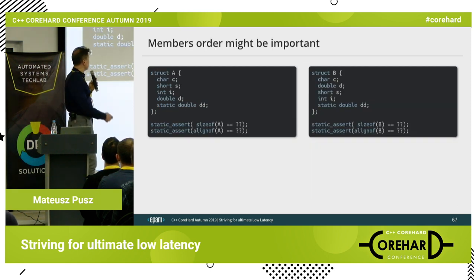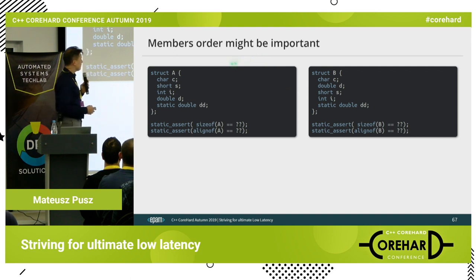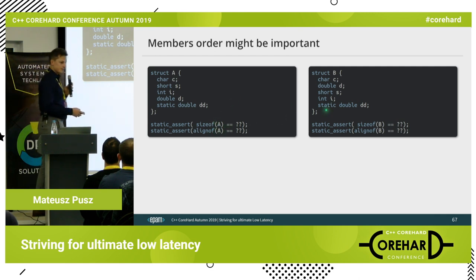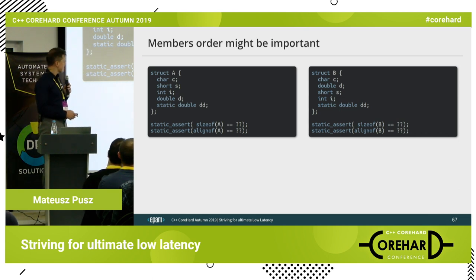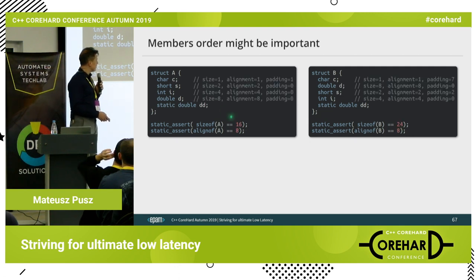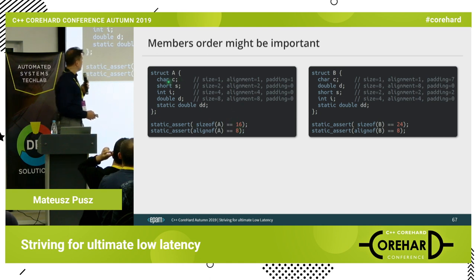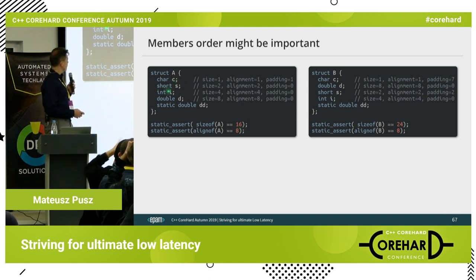Another point that may be interesting here is that member order might be important. We have two structures here with the same members inside, but ordered differently. What is the size and alignment of A and B? So for A, we have 16. This one is 1 byte, this one is 2 bytes, 4 bytes, 8 bytes, and it happened that there's only 1 byte of padding here because of the alignment provided here.